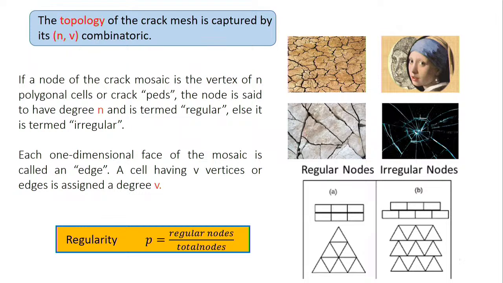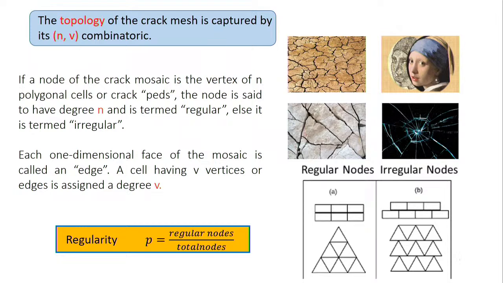If you look at this node, for example, this is a node to 4 regular polygons. So I will say this has a degree 4. This is also a regular polygon, but if I look at a node here, this is again a vertex of 6 polygons. So this is of degree 6. But you can have irregular nodes too.